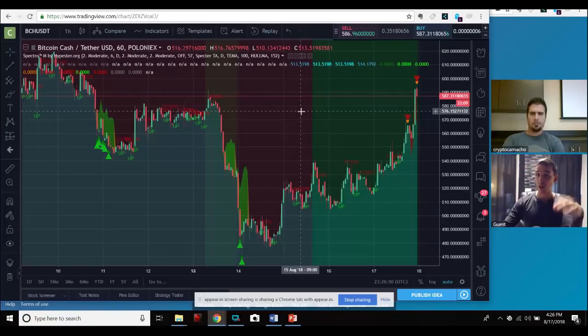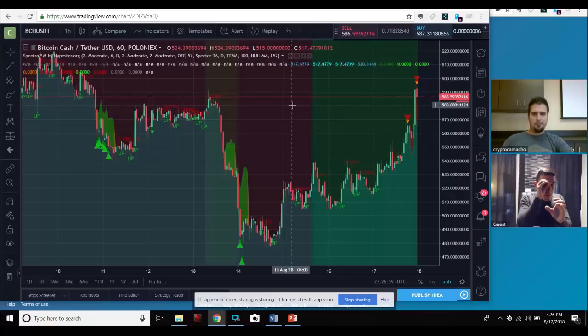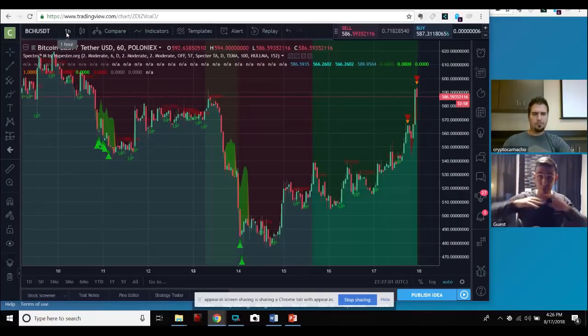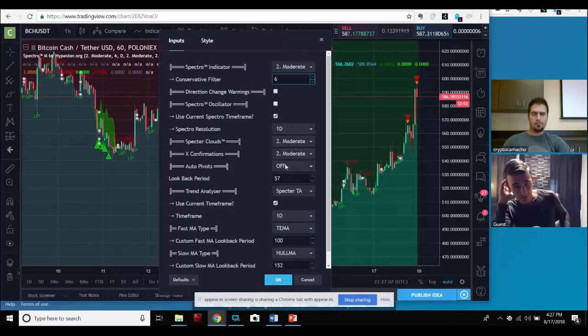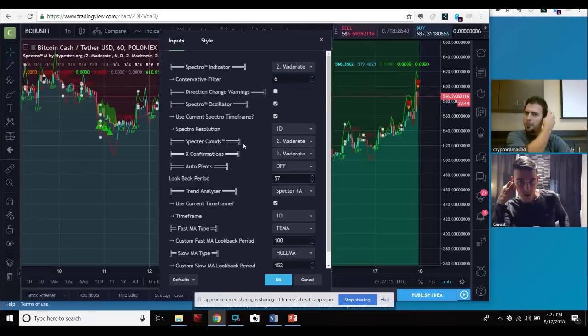What do we want? We use a smaller time frame for precision because things happen faster. It's like looking through a microscope. But what you're trading is the bigger movement, right? So can you go to settings? Let me show you something. Can you turn on the Spectro oscillator? And now you see under the Spectro oscillator, use current time frame.